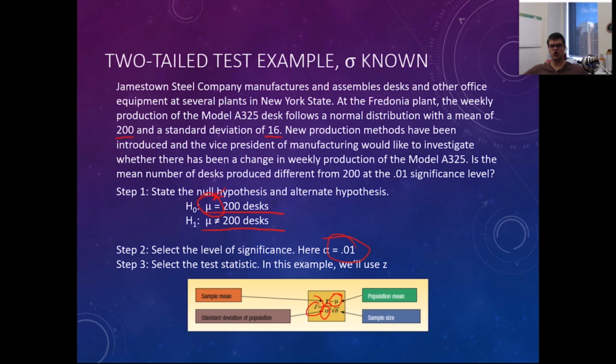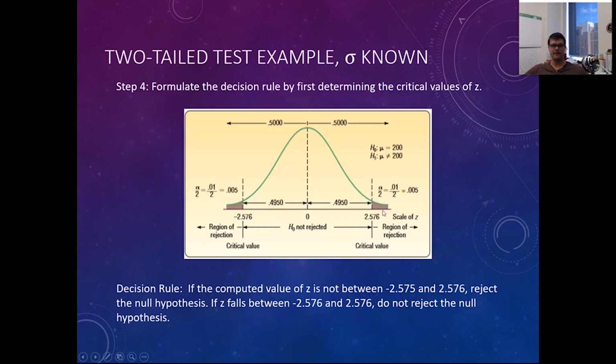Right here you see negative 2.56 and 2.56 because this is a two-tailed test. You've got 0.005 right here, and you've got 0.005 right here. So the probability of it being at this critical value or beyond, or more extreme, is 0.005, and the probability of it being at this critical value or beyond is 0.005.